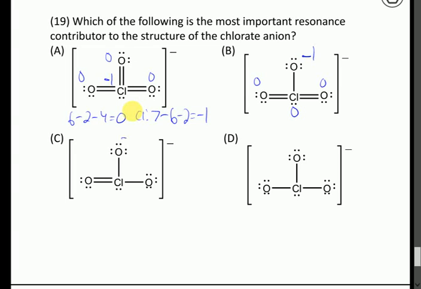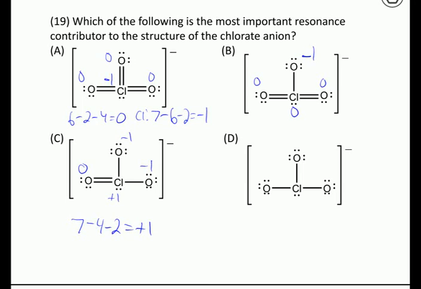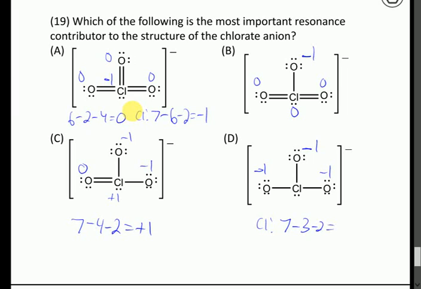When we have oxygen single bonds, it's going to be -1. 0 on that oxygen, and in this case the chlorine is going to be +1. 7 minus 4 bonds minus 2 lone pair electrons is +1. So we have this distribution of formal charges. And then finally on the last one, we have -1s on all of the oxygens, and then chlorine is going to be 7 minus 3 minus 2 is +2.